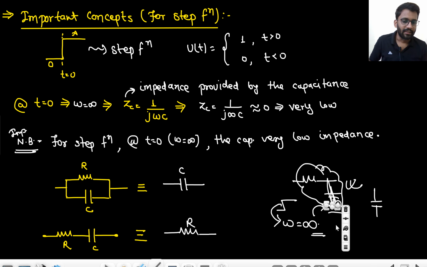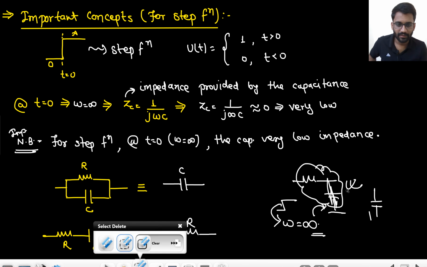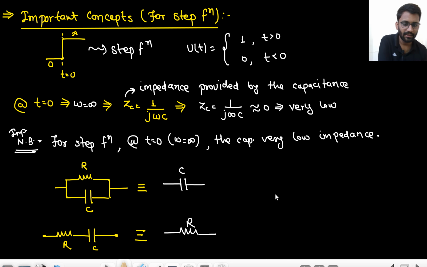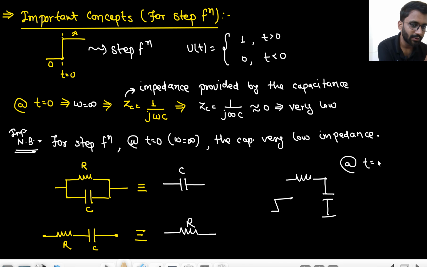what I wanted to say here is that, let me just redraw it, okay. Let me just explain it with an example. So what did we do? This was our step function applied. So what did we do in this problem? At t equals 0, what did we do? We just said R will be there and this will be replaced with a short circuit. This circuit we made, right?